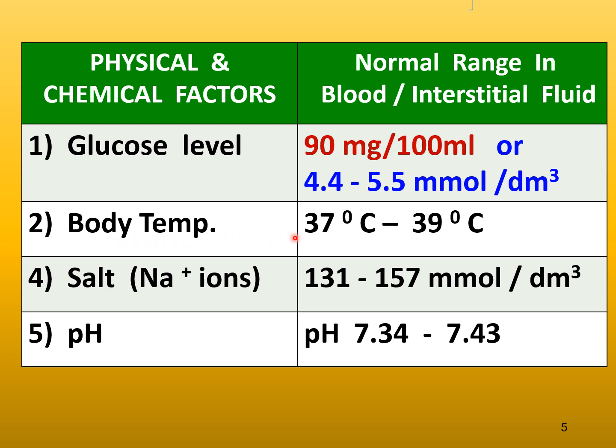Body temperature should be around 37 degrees Celsius to 39 degrees Celsius. It's the normal range. Salt concentration is around 131 to 157 millimoles per decimeter cube. For pH of blood and interstitial fluid, it should be around pH 7.34 to 7.43. So around pH 7.4. So the blood is slightly alkaline.